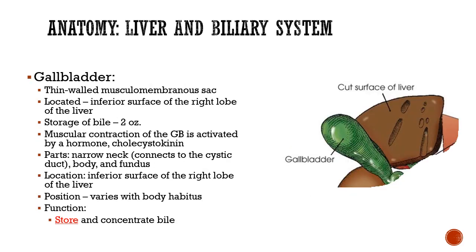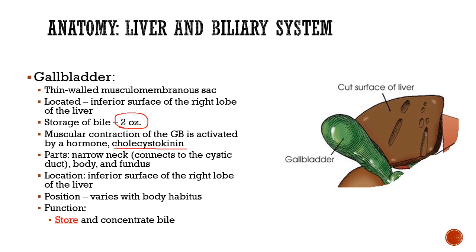The gallbladder is a thin-walled musculomembranous sac. It's located on the inferior surface of the right lobe of the liver, and it stores bile, about 3 ounces of bile in total. Muscular contraction of the gallbladder is activated by a hormone called cholecystokinin.